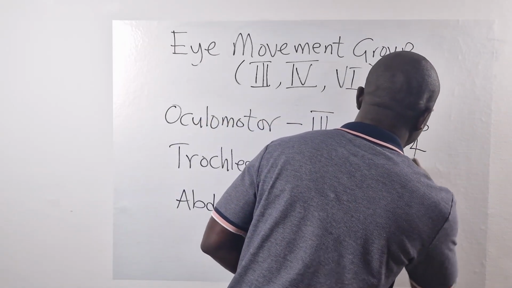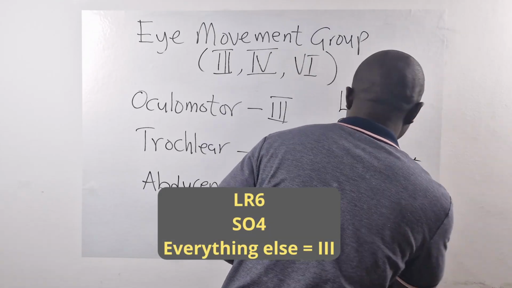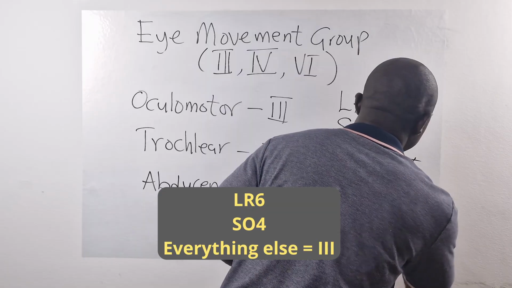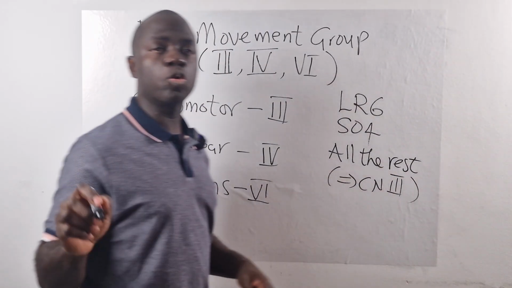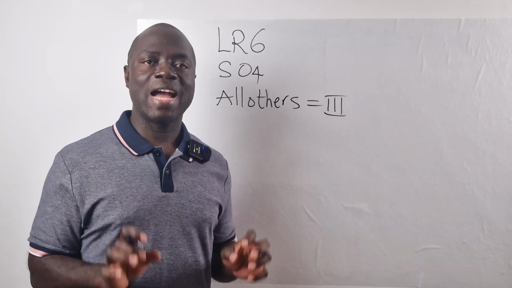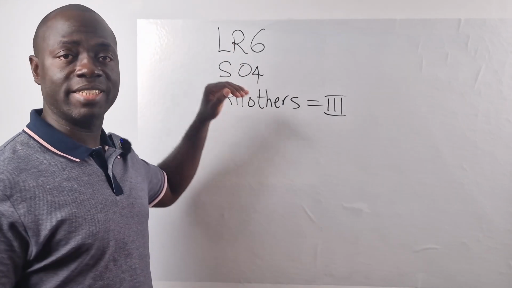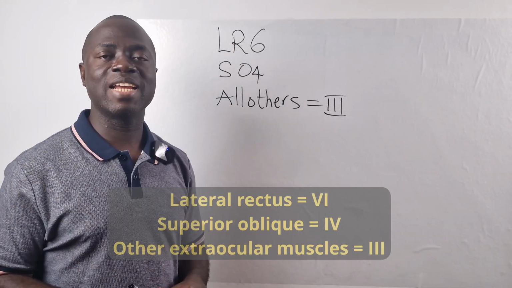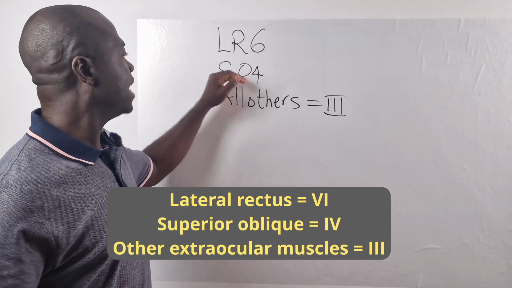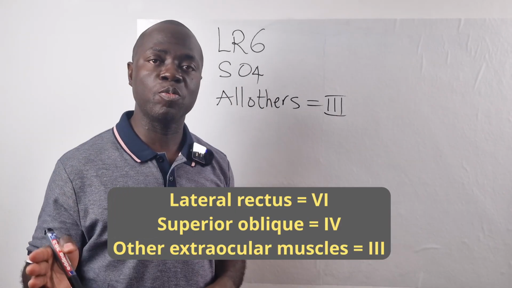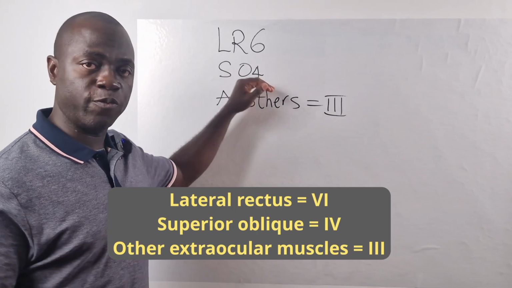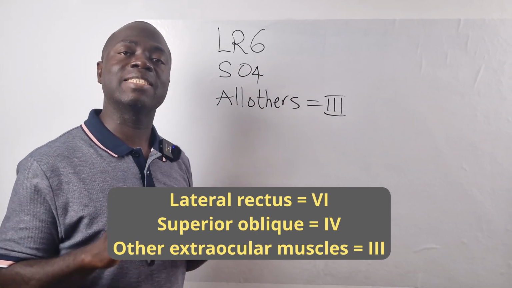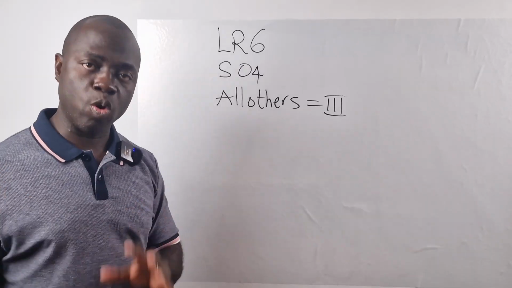All the rest are supplied by the cranial nerve 3, which is oculomotor. Now let us unpack that. LR6 means lateral rectus is supplied by the cranial nerve 6 abducens. SO4 means the superior oblique is supplied by the 4th cranial nerve, the trochlear nerve. All other muscles are supplied by cranial nerve 3, the oculomotor.